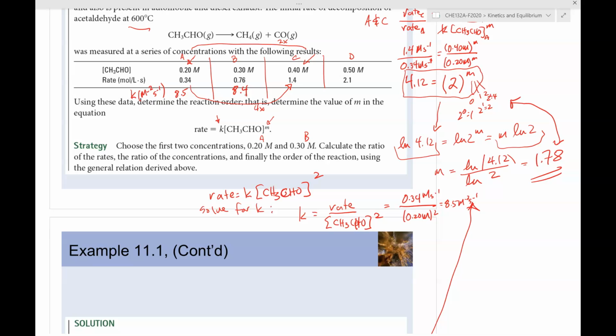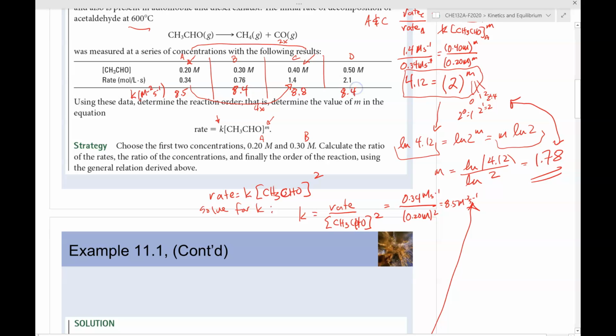Oh yeah, I did. I got a really weird answer, and what happened, which frequently happens, is I hit the wrong thing. I hit multiply instead of divide. All right, so the last one, 2.1 divided by 0.5 squared. That one comes out to be 8.4.